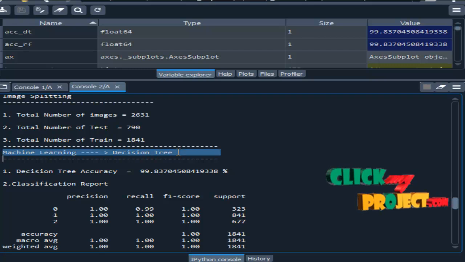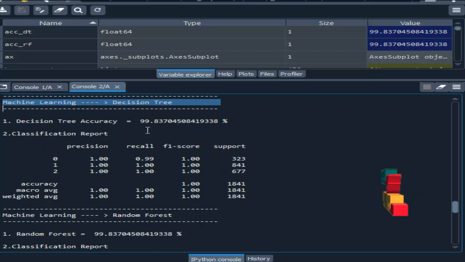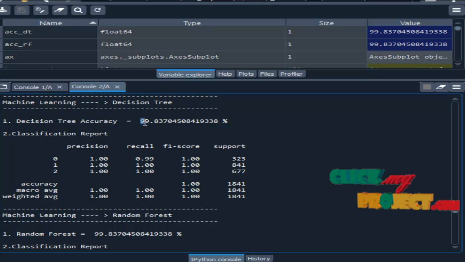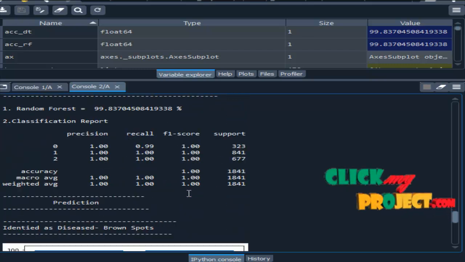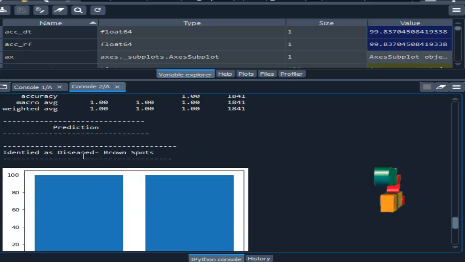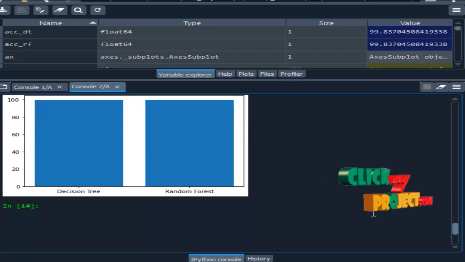Next, decision tree. With the help of this algorithm, we can predict with 99.8% accuracy. Then the random forest algorithm, where the accuracy is more or less the same. Then it is identified as brownish spots, so we need to find what kind of disease. So this is the output of our project. And finally, this is a comparison graph. Thank you.